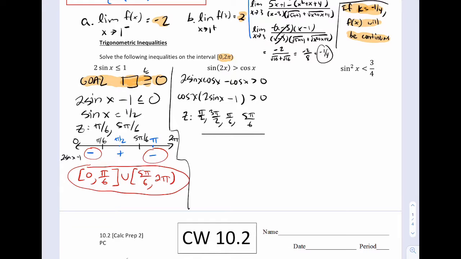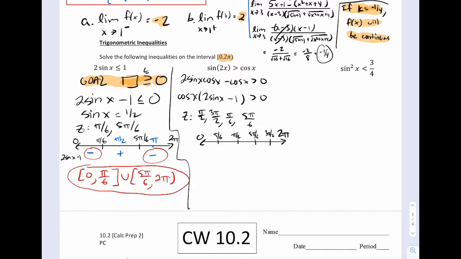Now we make our number line. Maybe make it a little bigger. So 0, 2 pi, and now we have to put in order. So the smallest one is definitely pi over 6, and then it goes to pi over 2, 5 pi over 6, and then of course 3 pi over 2. So notice how there's quite a few intervals here.